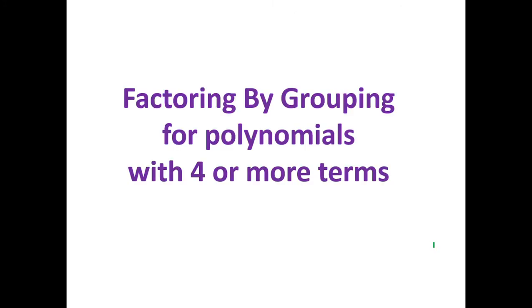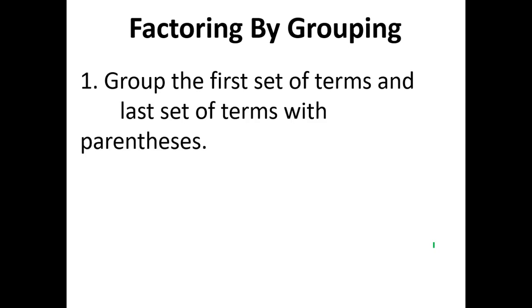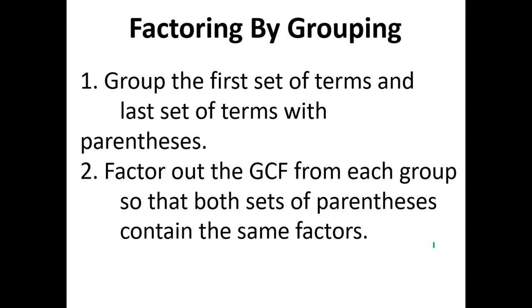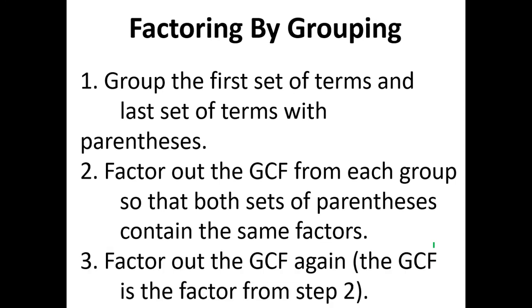Okay, next. Factoring by grouping for polynomials with 4 or more terms. Factoring by grouping. So, group the first set of terms and the last set of terms with parentheses. Factor out the GCF from each group so that both set parentheses contain the same factors. Factor out the GCF again. So, the GCF is the factor from step 2.